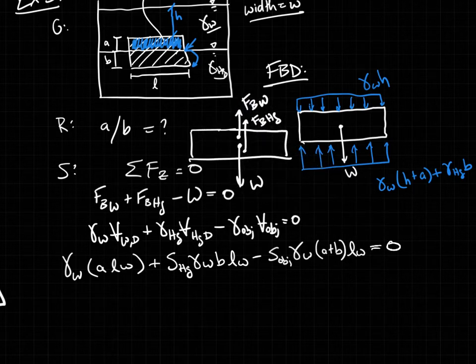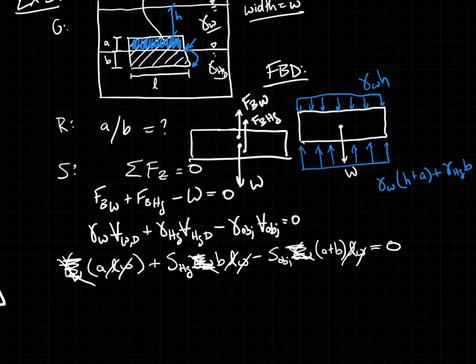Okay, equals 0. And perhaps predictably, you might have imagined that this was going to happen. The length and the width of this object do not matter. Okay, they all cancel out. What else cancels out? Well, the gamma of water cancels out. So what this shows you is that it's not the absolute magnitude of the water that matters. It's the ratio of the specific gravities.